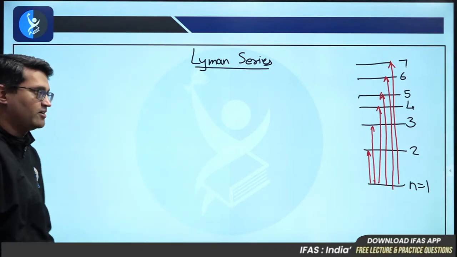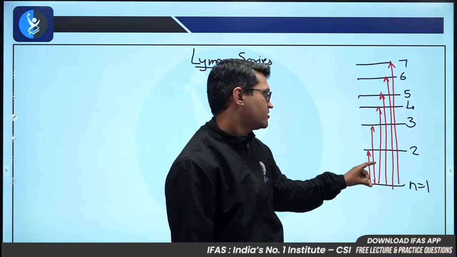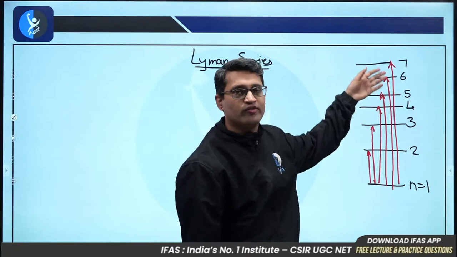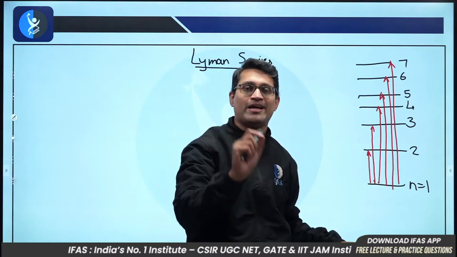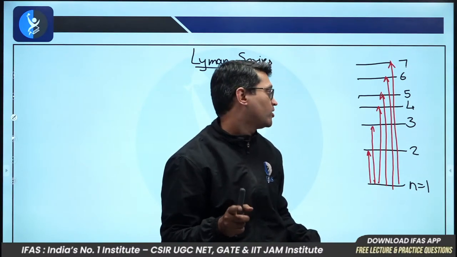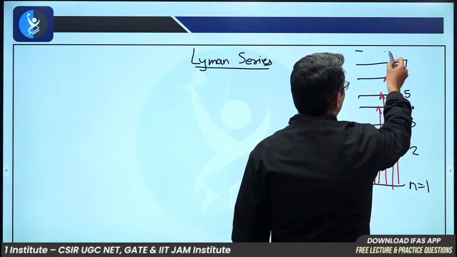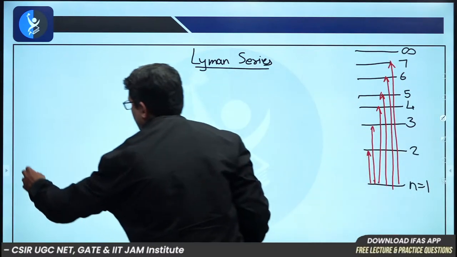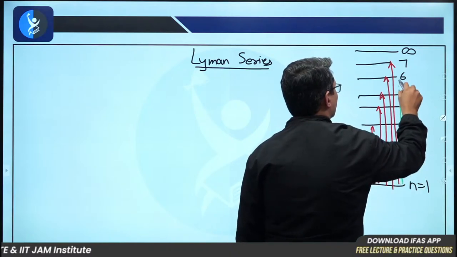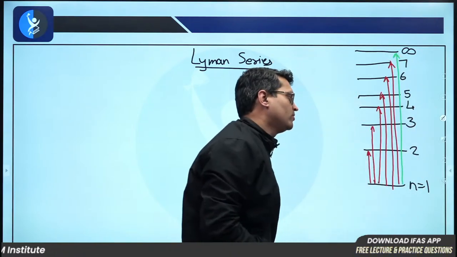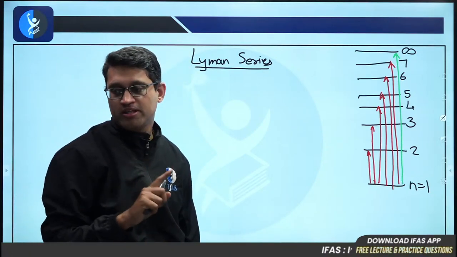So the first question is something that I am going to give you. Which of these transitions, from 1 to 2, 1 to 3, 1 to 4, 1 to 5, 1 to 6 or 1 to 7, is going to give you the lowest energy transition? In fact, there is one more transition we can consider. Let's say there is infinity there. The additional transition is n1 equal to 1 to n2 equal to infinity. So both these transitions we have to see.